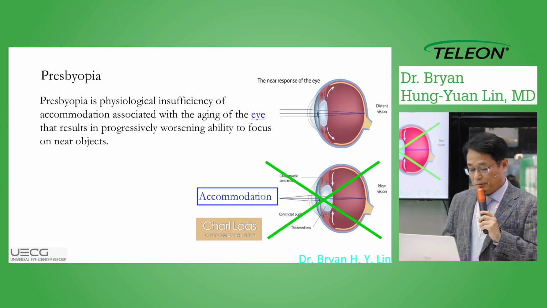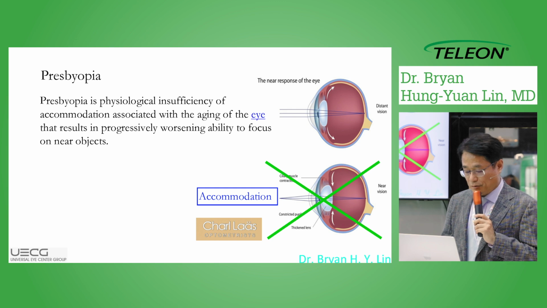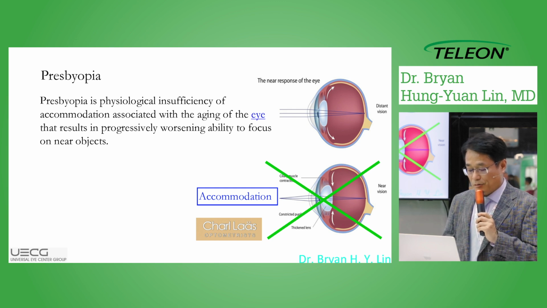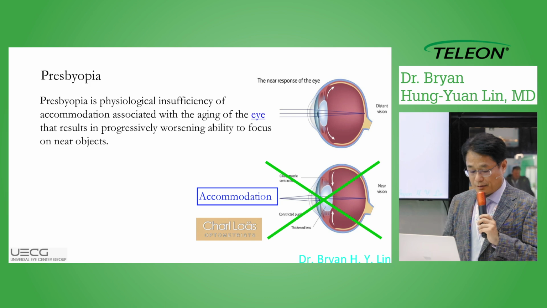Presbyopia, as we know, is physiological insufficiency of accommodation associated with the aging of the eye that results in progressively worsening ability to focus on near objects.